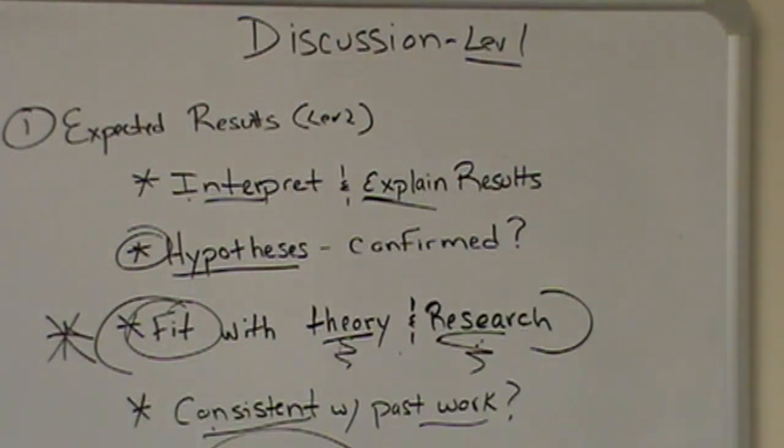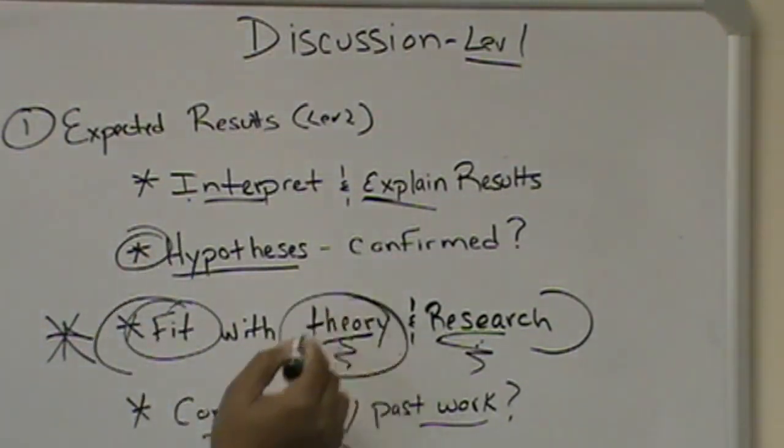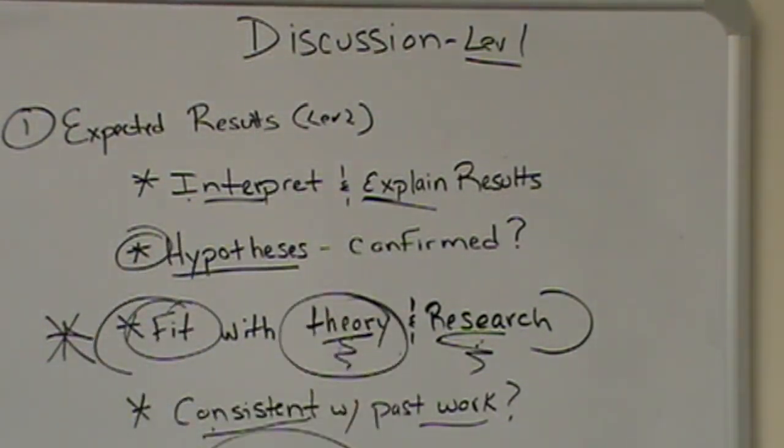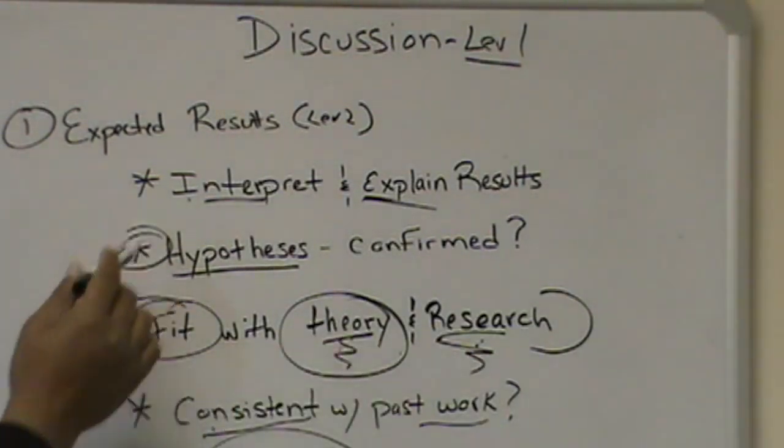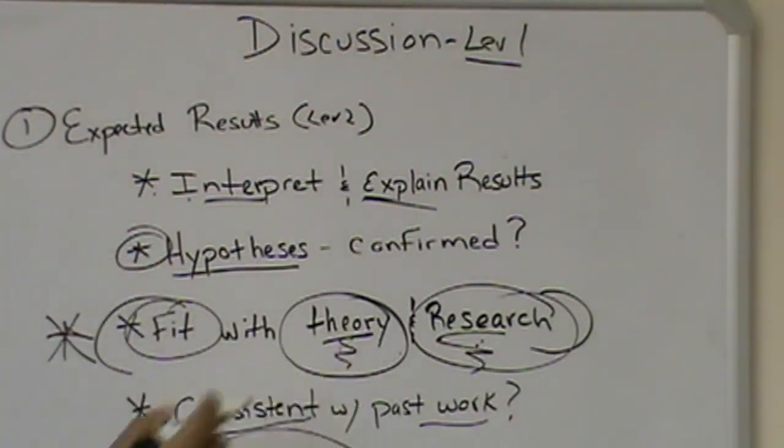It's a good idea to tie your results here with some theory. You could try to find a theory that fits well. Hopefully you've done this already in your introduction. Find a theory that you can tie to your results. And of course, I know you did this in your introduction, your past research. So tie your expected results to that past research.